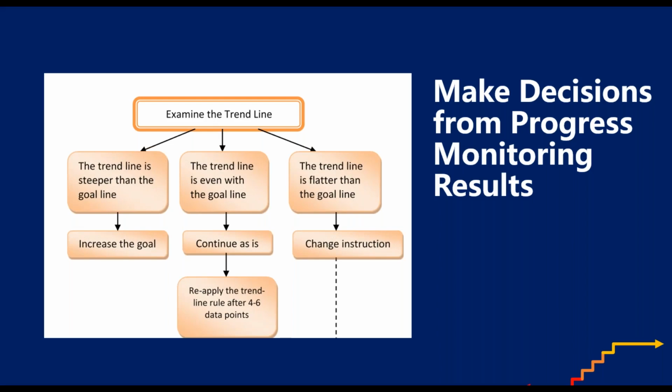You can also ask yourself, is the trend line even with the goal line, which would show that the student is exactly on track to meet their goal. So we want to keep going, continue as is, but of course we're going to reapply that trend line rule, look at that data frequently, to make sure that we're maintaining that. Or if the trend line is below or flatter than the goal line, that tells us that the intervention is not effective for that student. They're not being responsive. And so an intervention change or adaptation might be needed.